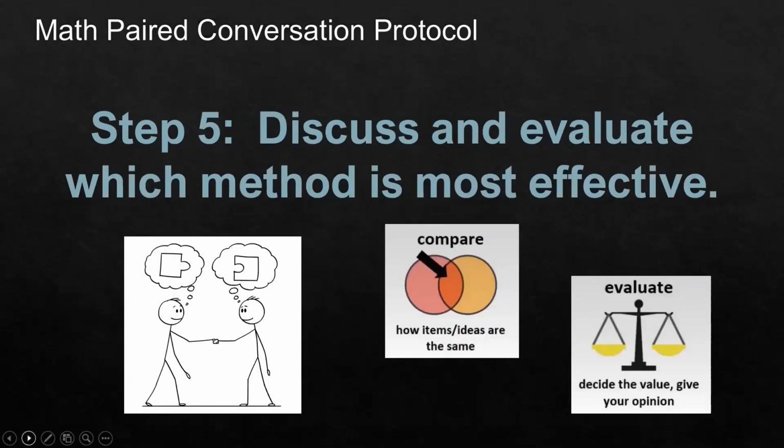Step 5, we're still working together. You are going to discuss and evaluate which method is most effective. Now, in the beginning, we have to spend some time talking about how you can have many different ways to solve one problem. And you could have 5 different ways that end up with the same solution. So all of them are correct. But there is probably one that is more efficient or quicker or easier or faster or just less complicated.